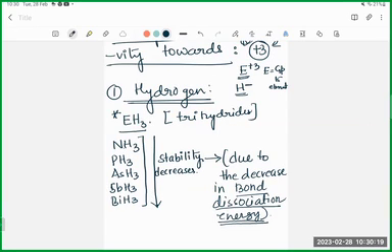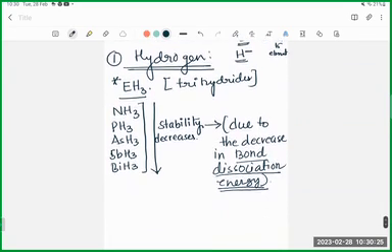Now this can lead to another property, reducing behavior, which can be studied in the opposite way. So what will be the reducing behavior? If you see that the bond dissociation energy is decreasing down the group, we can go in the opposite direction. If I go from top to bottom, this reducing characteristic increases from top to bottom.